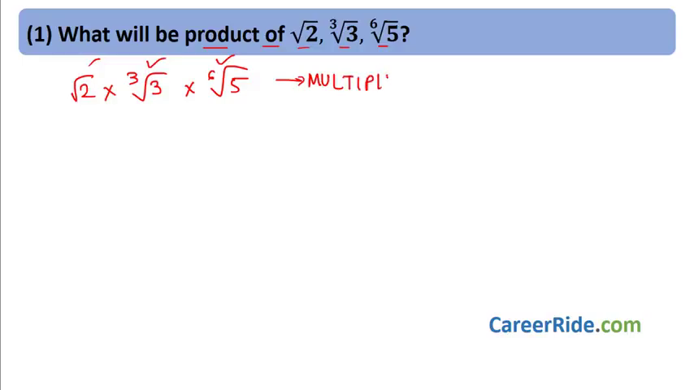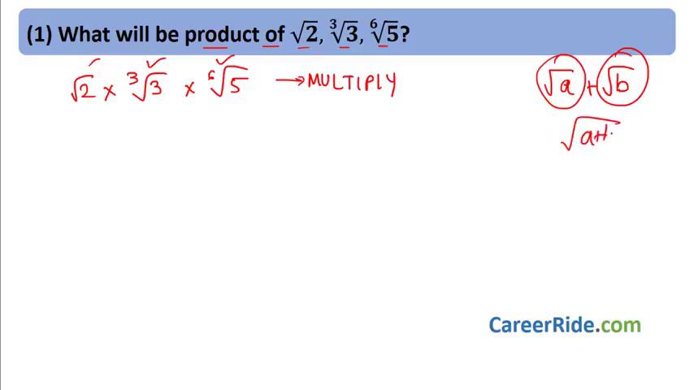Please remember some things. Say for example, if you have root of a plus root of b, and you have to add these, I mean you have to add root of a to root of b, don't directly write root of a plus b. This is wrong. You cannot have root of a plus root of b equal to root of a plus b. This is not allowed. The same goes for subtraction. Root of a minus root of b is not equal to root of a minus b.